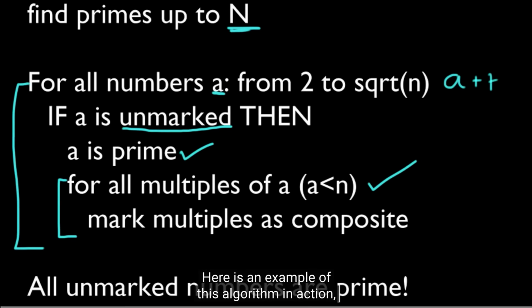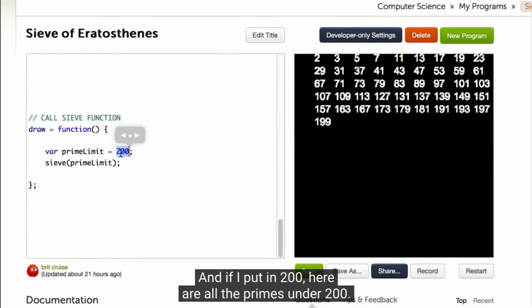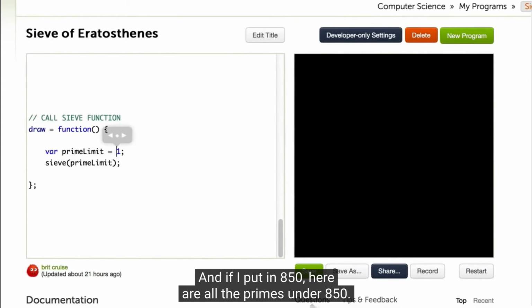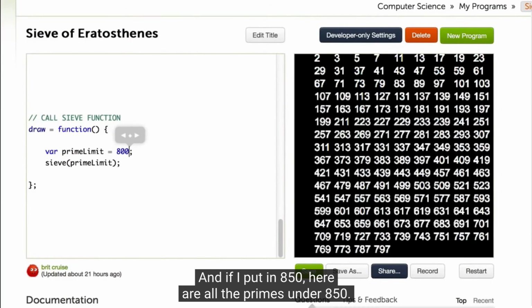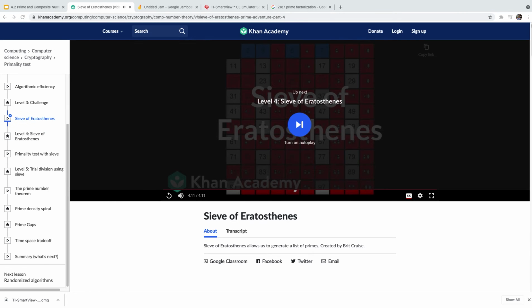Here is an example of this algorithm in action. I wrote it in JavaScript below. If I put in 100, here are all the primes under 100. And if I put in 200, here are all the primes under 200. And if I put in 850, here are all the primes under 850. And below I have this program with a recording explaining how I set it up. Okay, so that is the sieve of Eratosthenes.